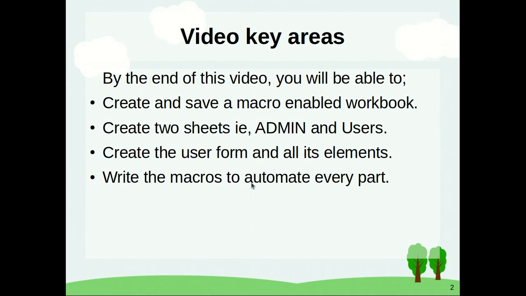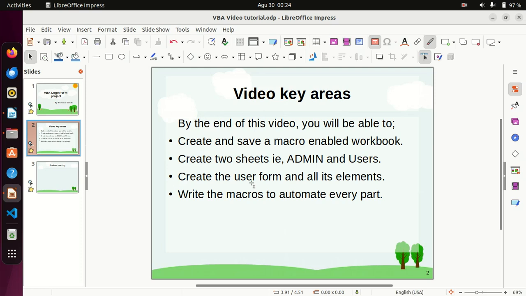In this video today, by the end of this tutorial we should be able to create and save a macro enabled workbook, then create two sheets, and perhaps rename them. Then also create the user form and all its elements, those are the buttons, the text boxes and other elements. Then we should also be able to write macros to automate every task. By the end of this video, you should have these three at hand.